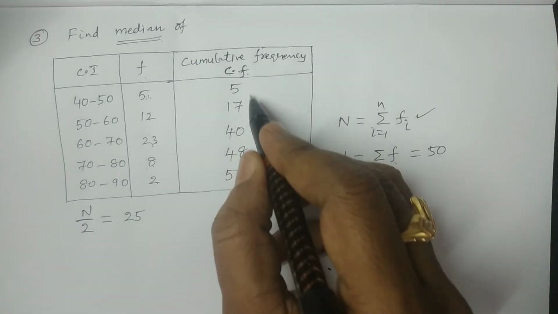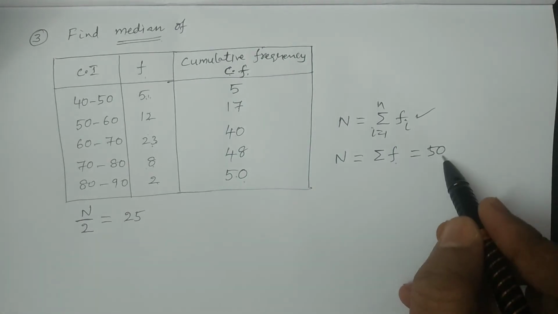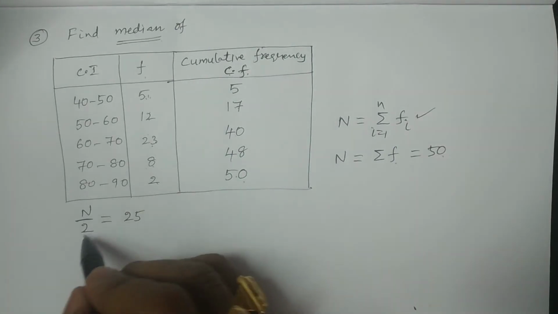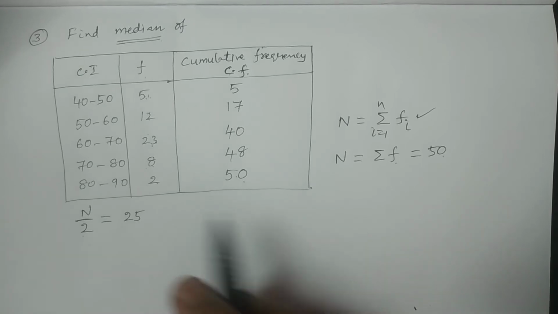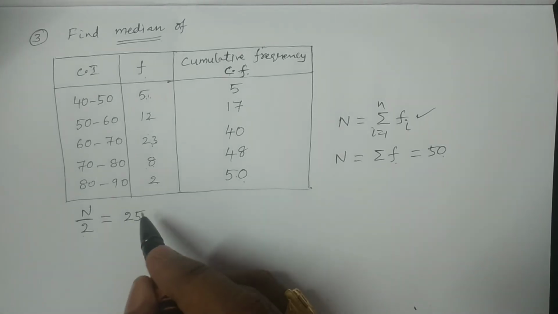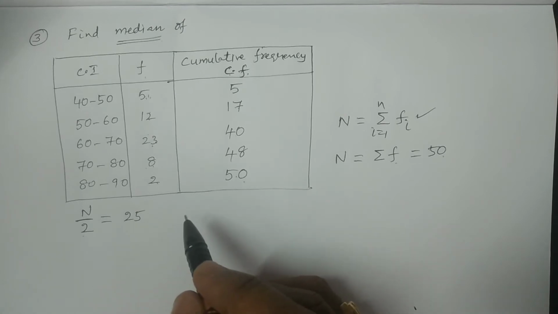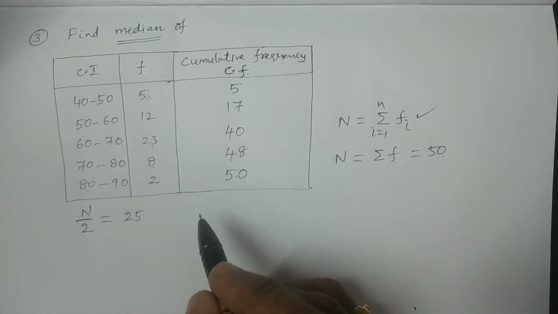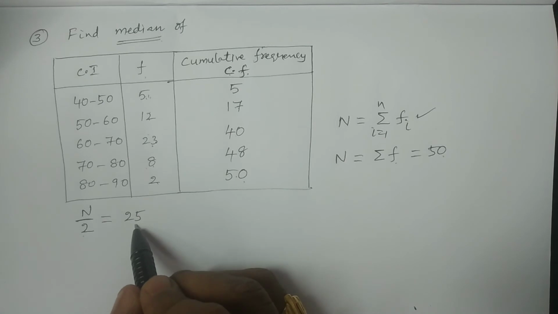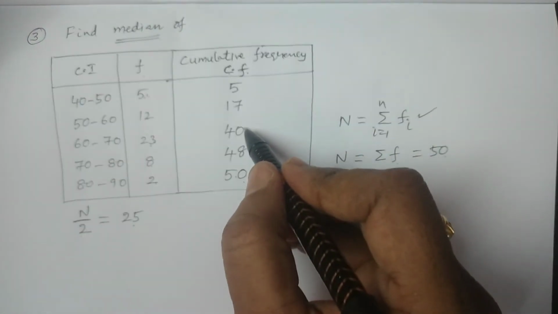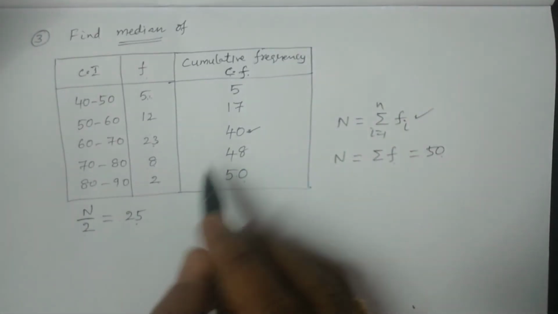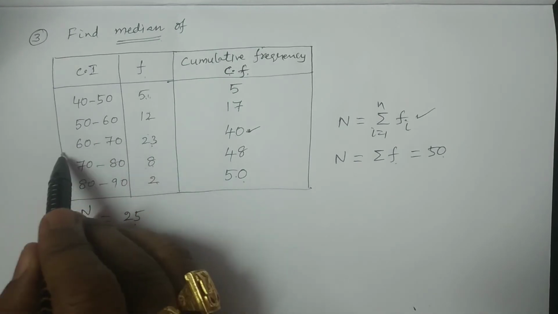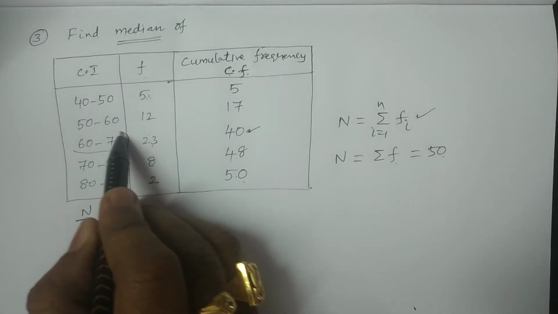We have just calculated cumulative frequency, the total is 50, right? So n by 2 is equal to 25. Now what we have to do is obtain the cumulative frequency just greater than n by 2, that is just greater than 25. The cumulative frequency is 40, which is just greater than 25. The corresponding class is the median class. I am marking this one.